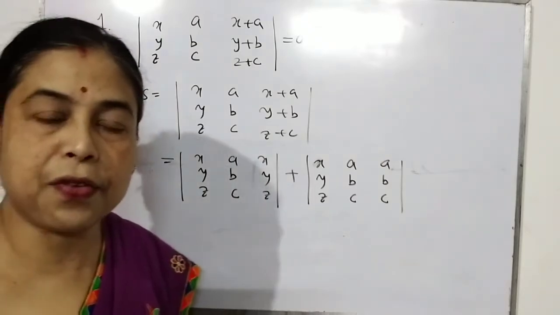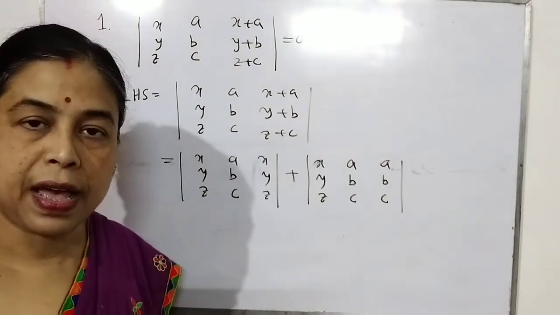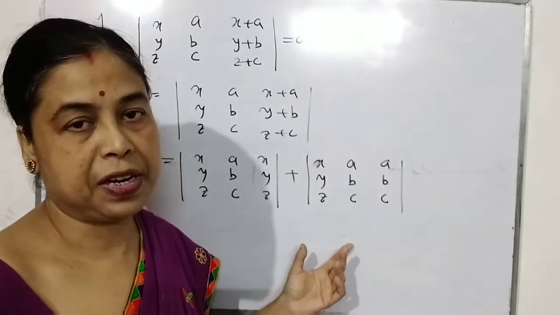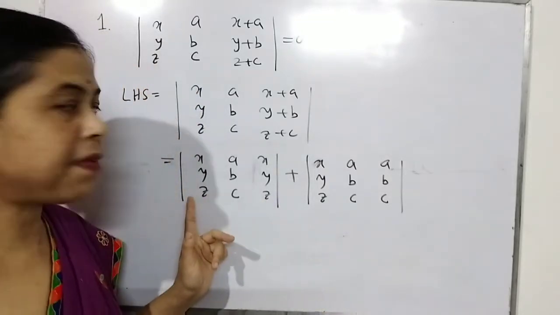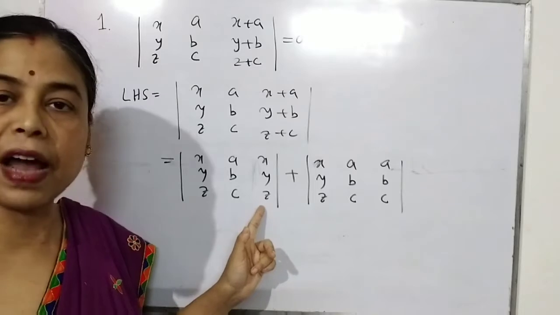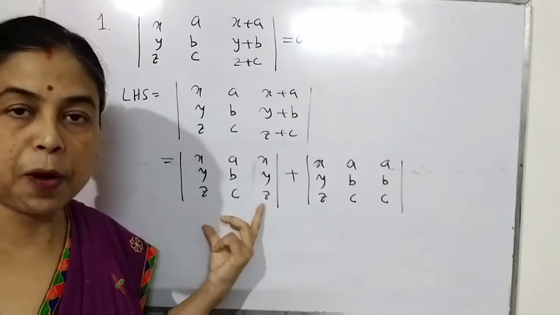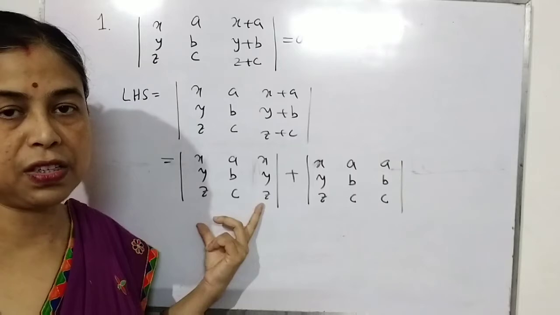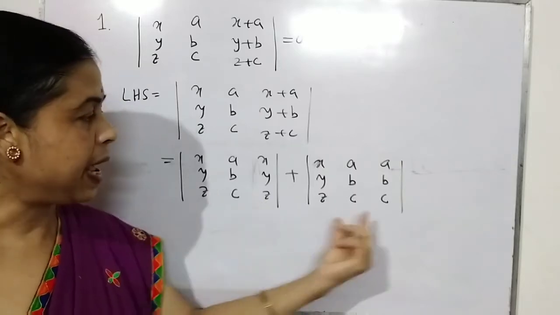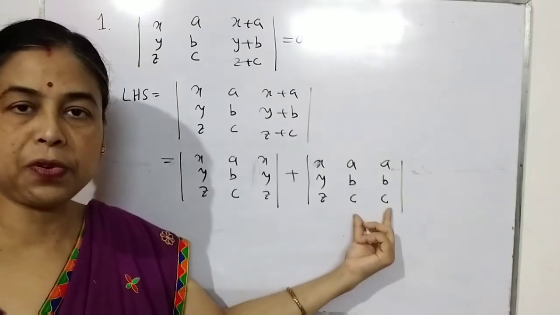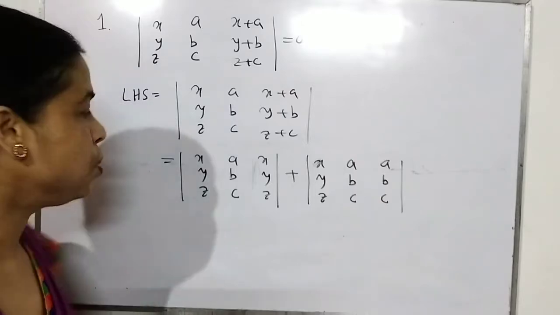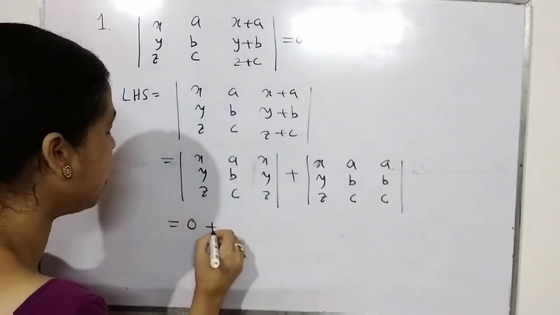As I told you earlier, you should remember all the properties together and after that use the properties. Now you see the first column and the third column are identical. And the third property says that if two rows or columns are identical, the value of the determinant is equal to 0. So this is 0. Again here we see column 2 and column 3 are identical, so this will also give you 0. So I can write here: this is 0 plus 0.